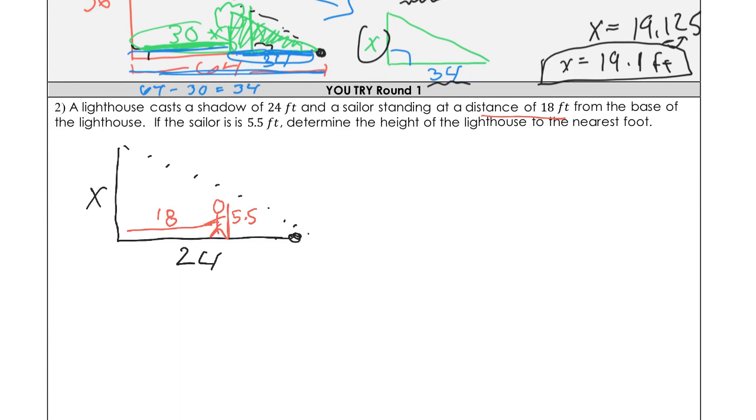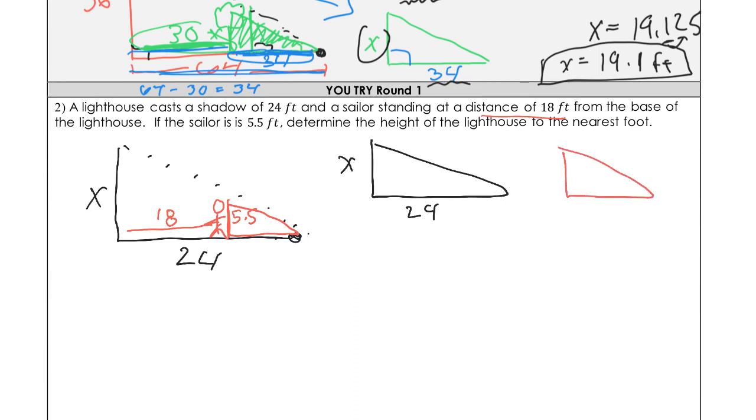Again, we want to just separate these triangles. So the black one, the lighthouse, is x and 24. The sailor triangle, the red one, is 5.5. And I need the bottom here. I don't have the bottom or the shadow of the sailor, but I know the whole line is 24 and part of it is 18. So if I do 24 minus 18, I get 6. And that's going to be the shadow of my sailor.